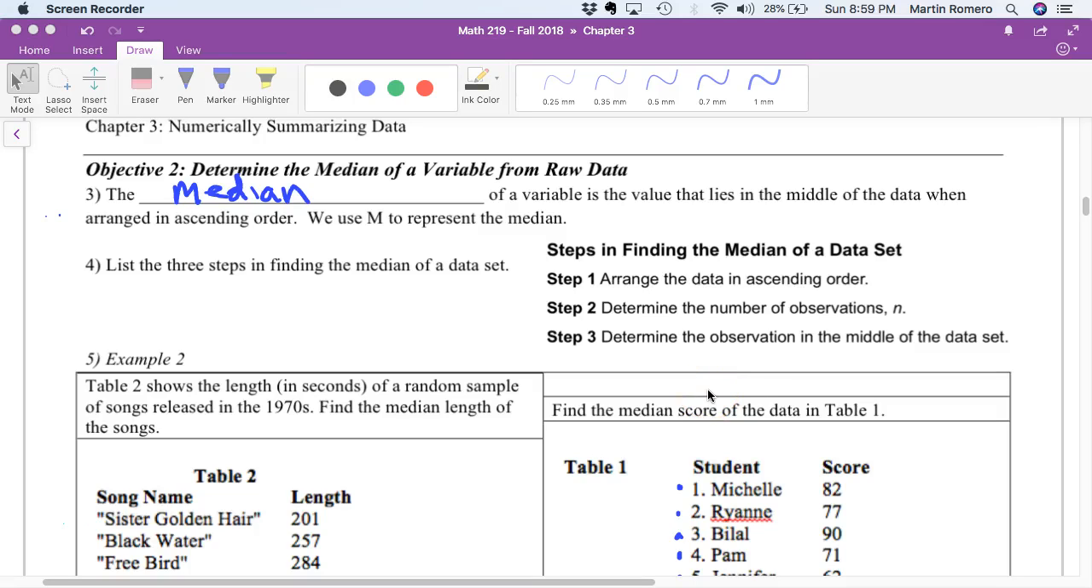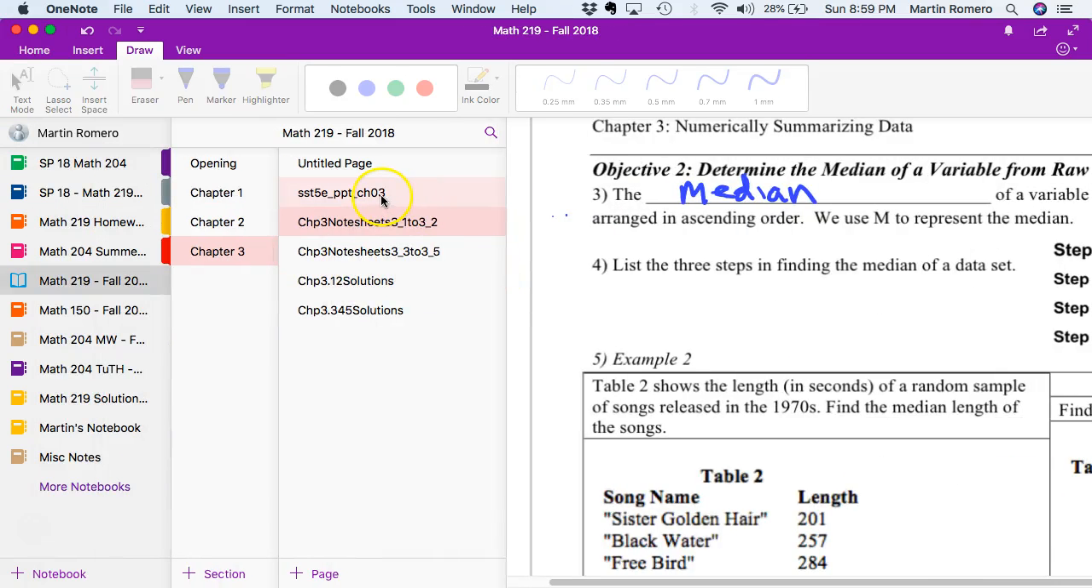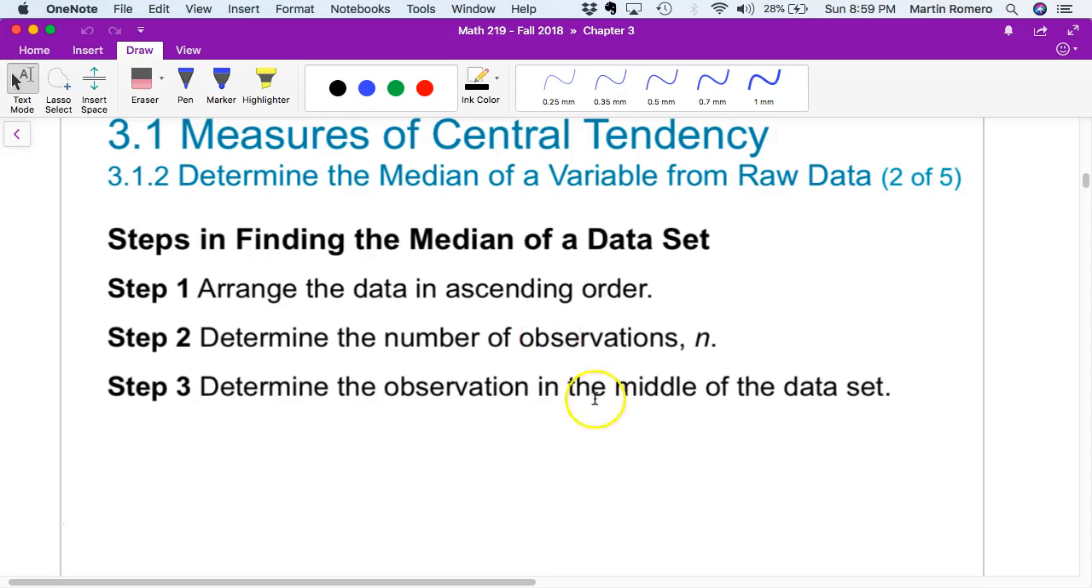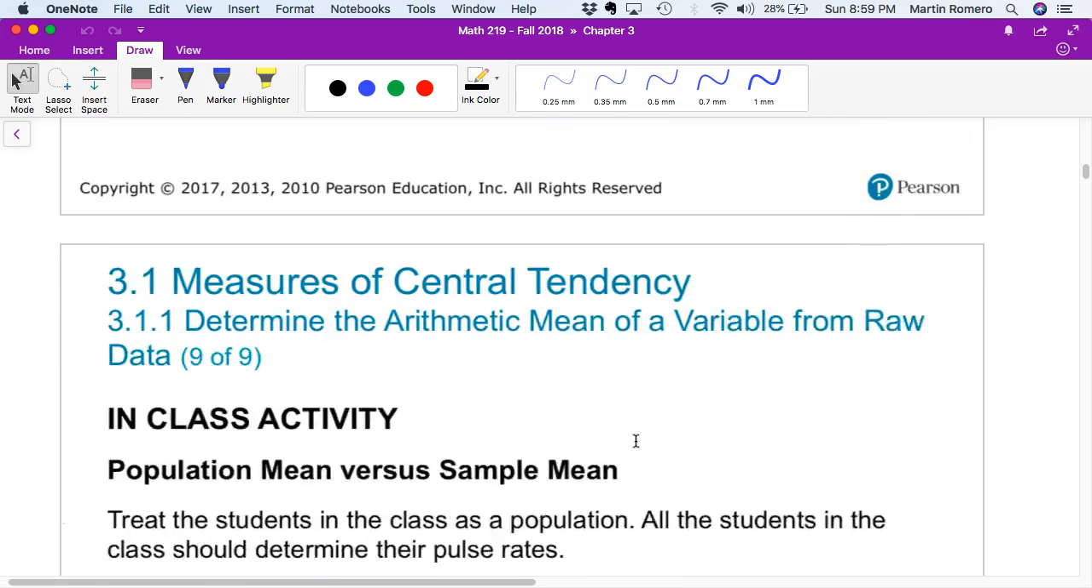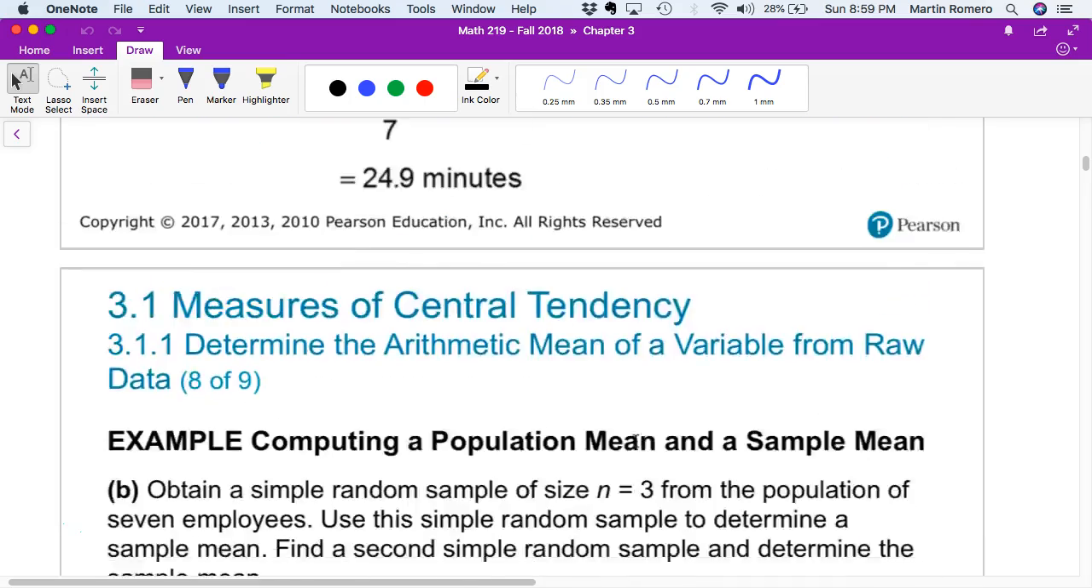This is part two of chapter 3.1, measures of central tendency. Last time we looked at the arithmetic mean. Now we're going to take a look at the median. The median is another way to describe data, looking at what we call the middle of the data set. That's what we call central tendency.